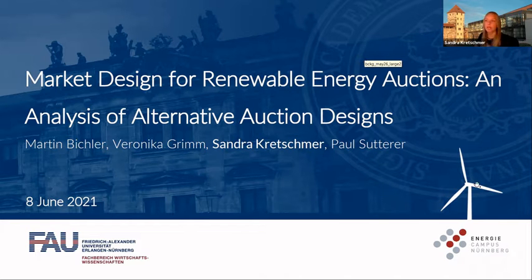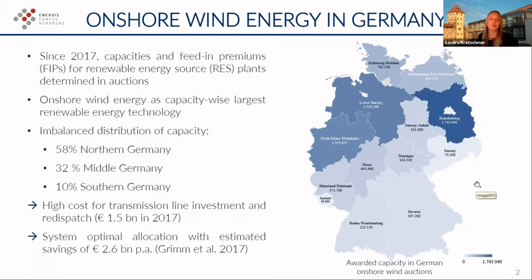As you might know, since 2017, the capacities and the feed-in premiums for renewable energy plants in Germany are determined in auctions. Onshore wind energy is the capacity-wise largest renewable energy technology in Germany. Since the start of the auction system, around 10.4 gigawatt of capacity have been awarded, but only 10% of those went to southern Germany, while the majority of the awarded capacity went to the north.